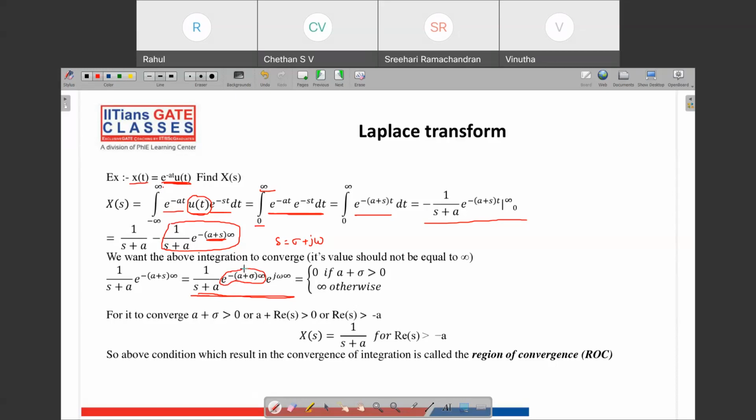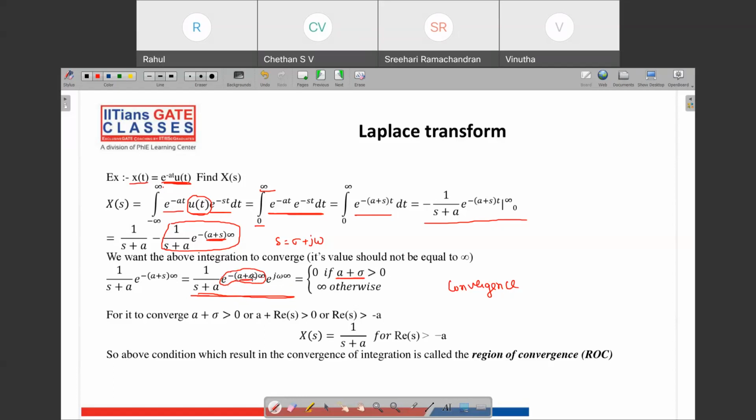Okay, so here comes something called the convergence of the Laplace transform. We want this Laplace transform to converge to some finite value. We don't want it to go to infinity. Because of that there is some condition on this a plus sigma, and that condition is that a plus sigma should be greater than 0. So if this a plus sigma is greater than 0, then this complete e to the power something will become e to the power minus infinity, and then this entire thing will become 0.